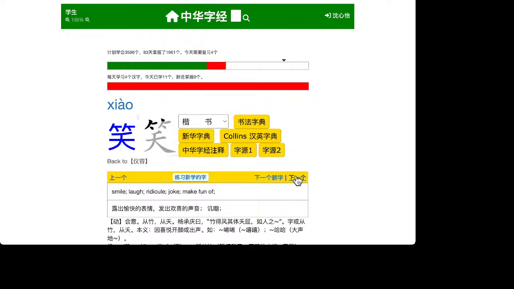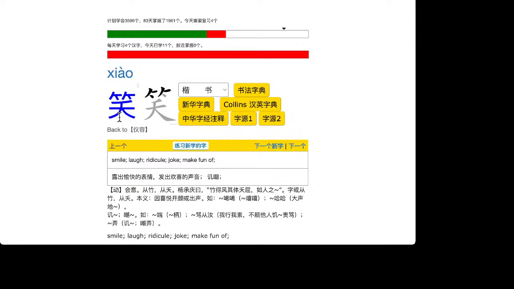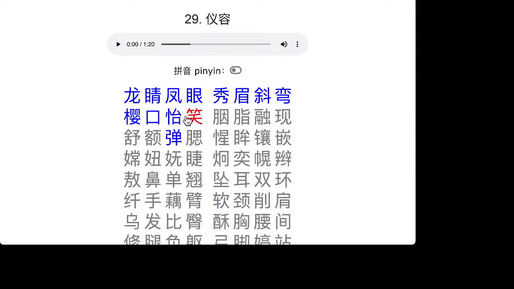笑. 笑 means smile, laugh, ridicule, joke, or make fun of. So it could be laughing at someone, or it could just be laughing because you're so happy and full of joy. A smile or a laugh, using the same word. There's no distinction in Chinese between the two. So here we are. As girl's beautiful cherry mouth is smiling pleasantly.